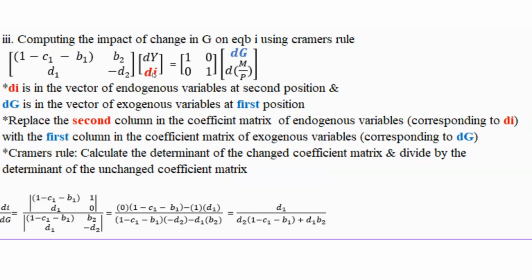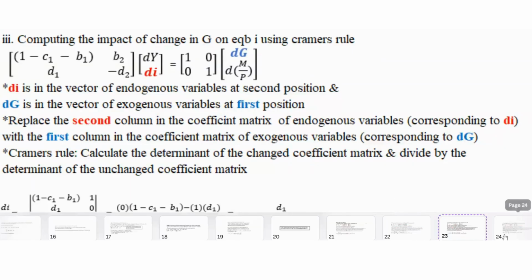So what we're going to do is replace the column corresponding to dI, which is this, with the column corresponding to dG, which is this, right? So then dI by dG is just going to be the determinant of this changed coefficient matrix, where we're replacing the second column corresponding to dI here with the first column corresponding to dG here. So then this would become 1 minus c1 minus b1 d1 and 1 0, right? And then the denominator we have again the determinant of this coefficient matrix of endogenous variables, and again to take this determinant you cross multiply, take the difference. So it becomes 1 minus c1 minus b1 times 0 minus 1 d1, and then you can simplify this a bit.